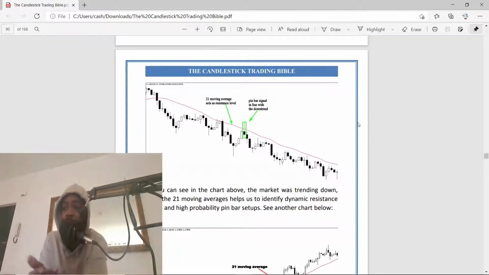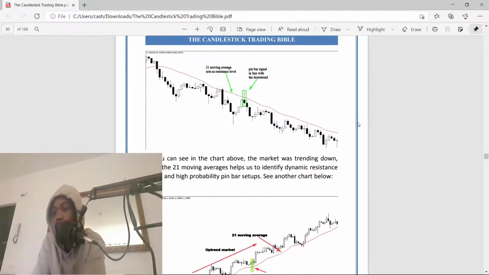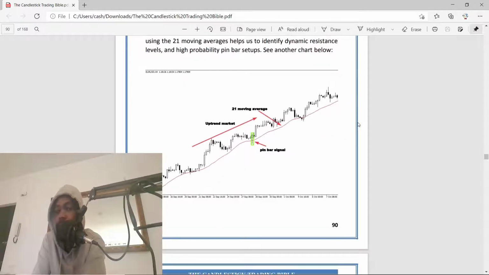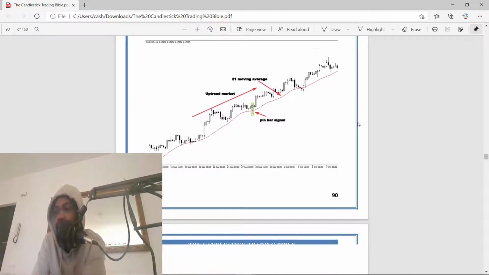Dynamic resistance levels are basically resistance levels that are not constant, they're not static, they move. It's constantly changing as the market moves. So is the dynamic resistance, so is the moving average. It's always adjusting to how the market is, as opposed to support and resistance the way that we normally do it, where it's just one straight line. It doesn't move, it doesn't change. Support is support, resistance is resistance.